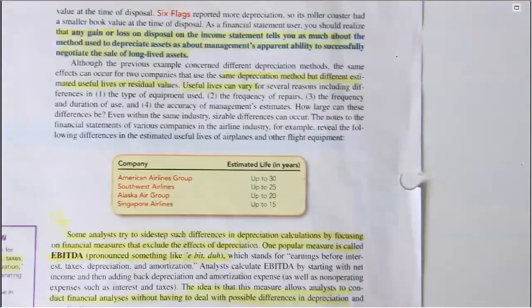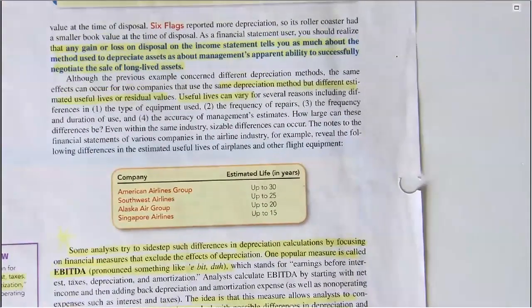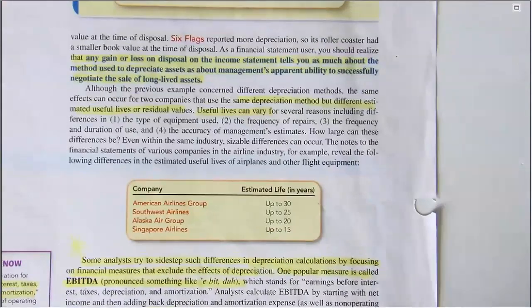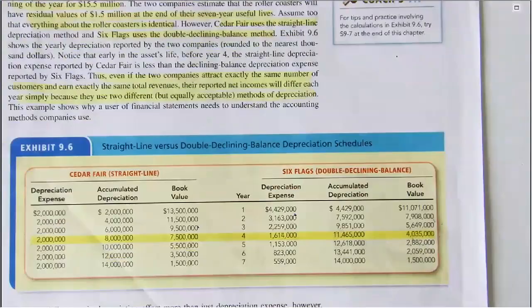Okay. I don't really understand how that happens. How are they one having a gain and the other having a loss? Because it's just the depreciation method.